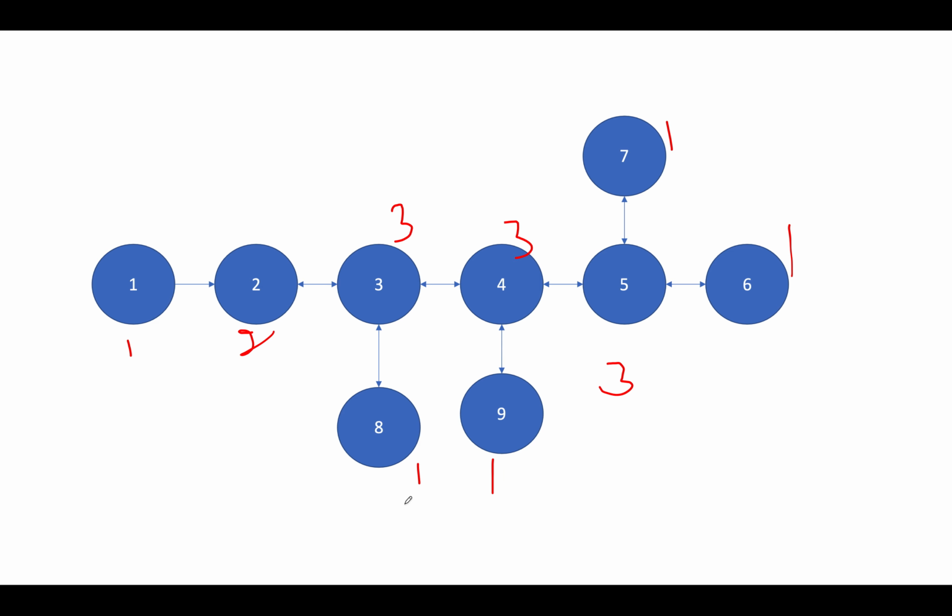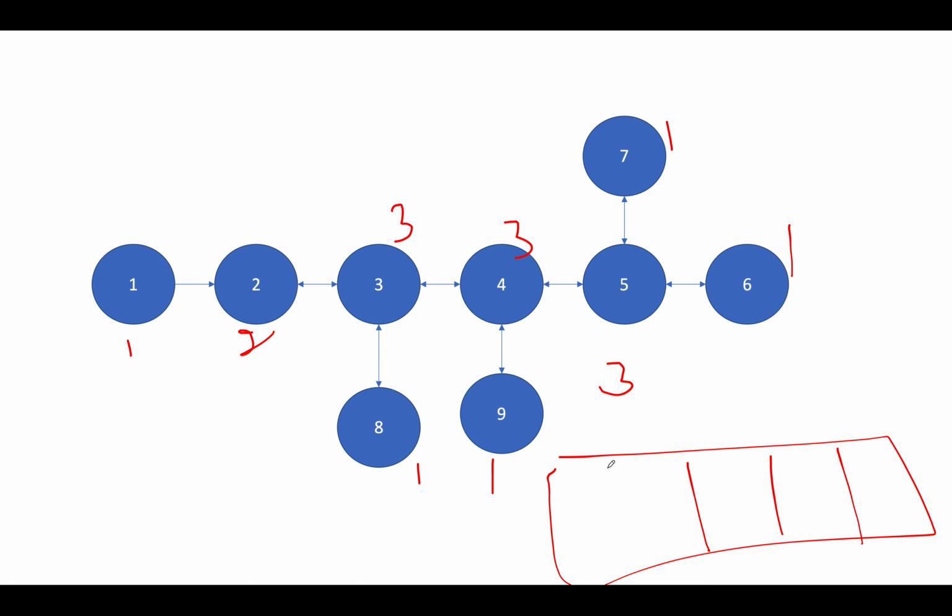And what I'll do, I'll add all those nodes into my queue where the degree is 1, and I'll be following the BFS traversal approach for this. So where do I see the degree as 1? At 1 I see, at 7 I see, at 6 I see, at 9 I see, at 8 I see. So I'll add all those nodes into my queue, and let's extract each one of them one by one.